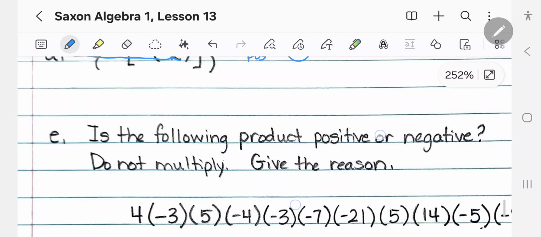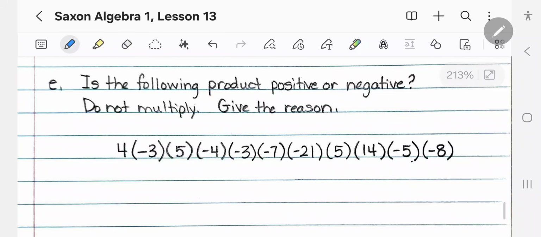E, is the following product positive or negative? Do not multiply. Give the reason. Let's count how many negatives we have. We have 1, and it's all multiplications. We have to check that, but it is. Here's 1, 2, 3, 4, 5, 6, 7. 7 is odd. That means we are going to get a negative answer. The book says the product is a negative number because the number of negative signs in the product is odd, and that would be your reason.